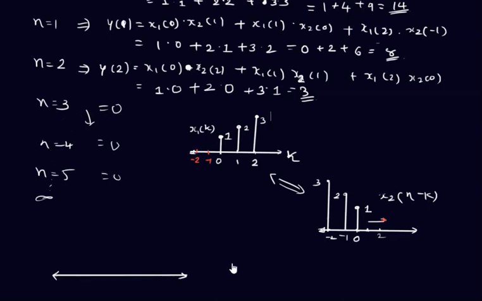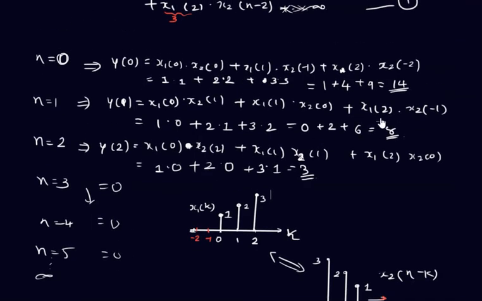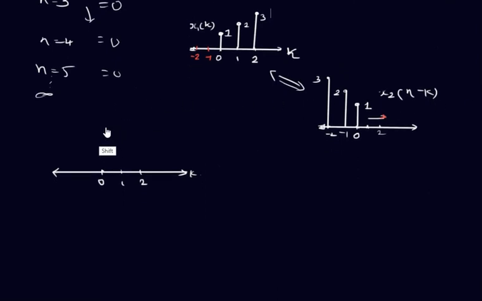So now let us draw our sequence for n is equal to 0, n is equal to 1 and n is equal to 2, for all the values of k. At the location of 0 we have 14, at the location of 1 we have 8, and at the location of 2 we have 3. 14, 8 and 3, these are our magnitudes. So this is our resultant graph after convolving x1 of n with x2 of n. This is the answer to our question using the graphical method.